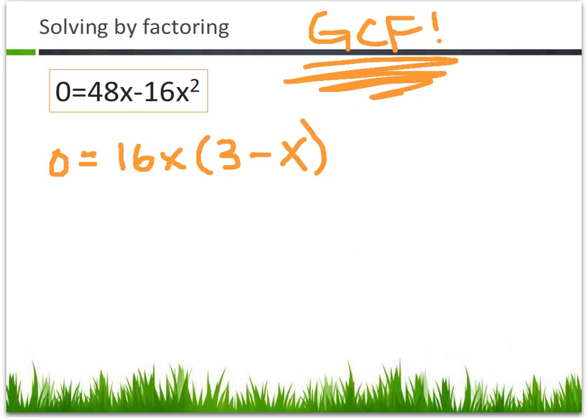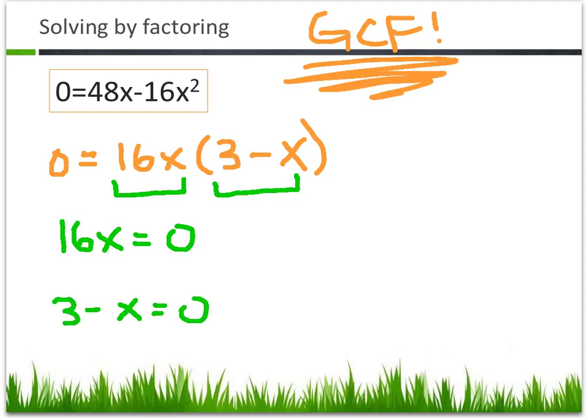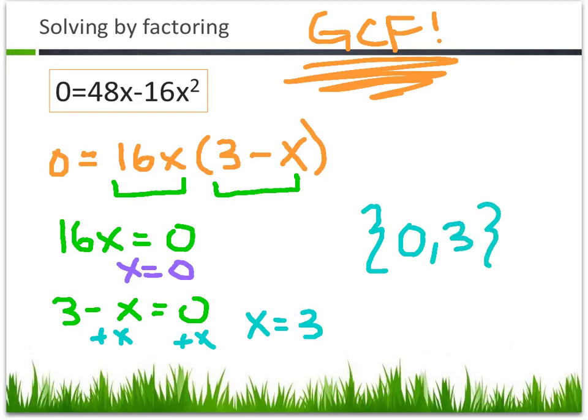So, something times something is giving me 0. So that means this something has to be 0 or this something has to be 0. So if 16x equals 0, well then obviously x has to be 0. And if 3 minus x equals 0, then that means I add x to both sides. X has to be positive 3. So my two solutions are 0, 3. Those are the solutions to my quadratic equation. So if you graphed this parabola, it would hit the x-axis at 0 and 3.